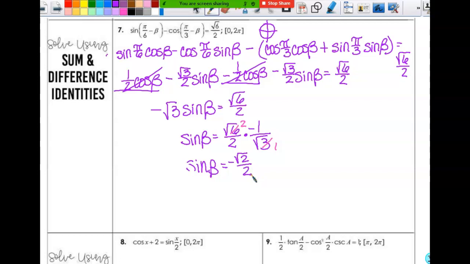All right. Then I need beta. So sine beta is negative square root of 2 over 2. I know my reference angle would be pi/4, and it's negative. So in the circle, sine is negative in quadrants 3 and 4. So my third quadrant pi/4 angle is 5pi/4. And then my fourth quadrant is 7pi/4.